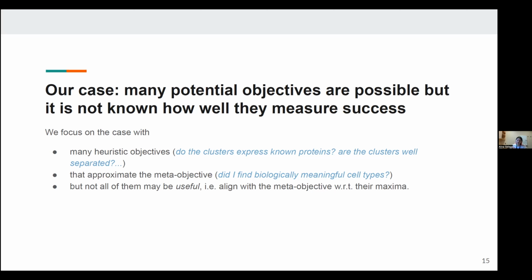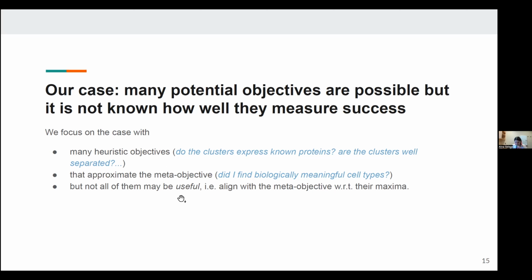Are the clusters well separated? Or any other way that you might assess whether your clusterings are good or not. All of these heuristic objectives are supposed to approximate the true meta-objective: did I find biologically meaningful cell types? But the meta-objective is kind of impossible to quantify, to be honest. But not all of these heuristic objectives may be useful.